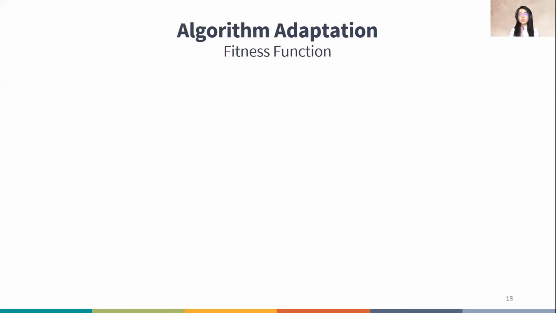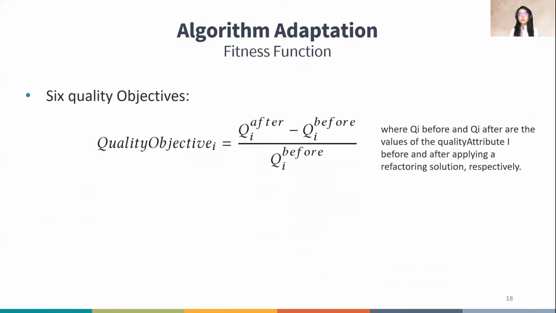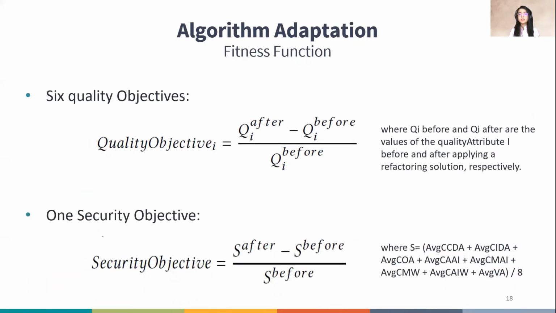Now we need to evaluate these refactoring solutions. And to do so, we considered 7 objectives. The first 6 are the relative change of the 6 Q-mode attributes after applying a refactoring solution. The 7th objective is a security objective. It corresponds to the relative change in the average of all 8 security metrics after applying a refactoring solution. And we combined the security metrics into one objective because they are not conflicting, unlike quality objectives.